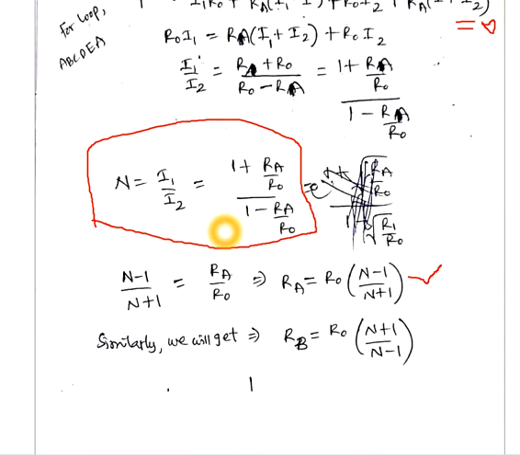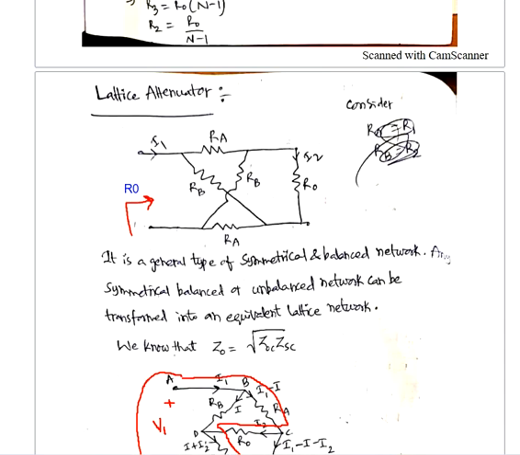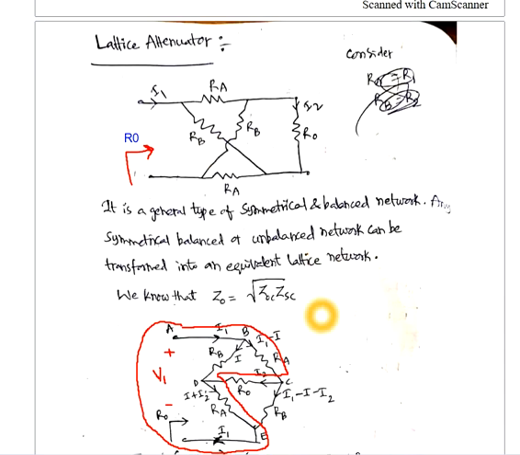When you apply that loop, you will get RB is equal to R0 into (N plus 1) by (N minus 1). Just these two are interchanged, the ratio. Numerator has become denominator, denominator has become numerator. So this is how you can get RA and RB easily. With that you can design what? The lattice attenuator. So this is how we can design one more attenuator, which is the lattice attenuator.